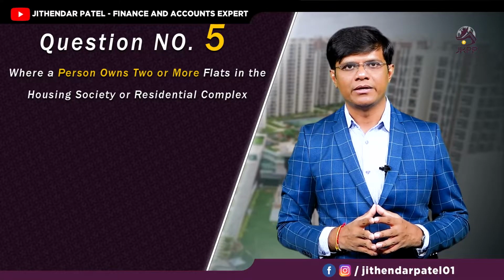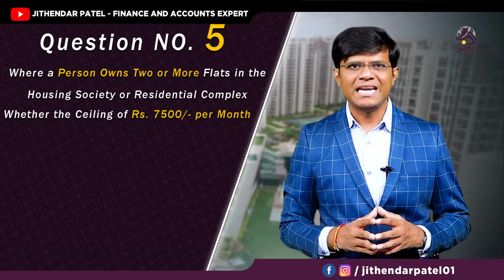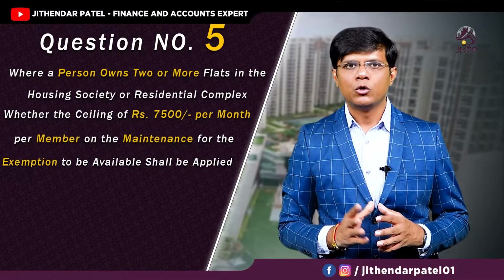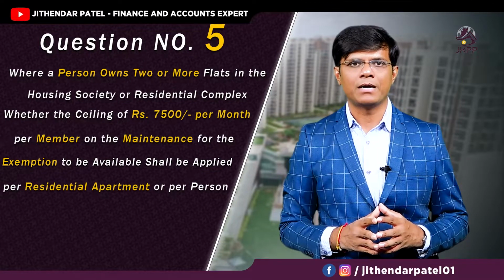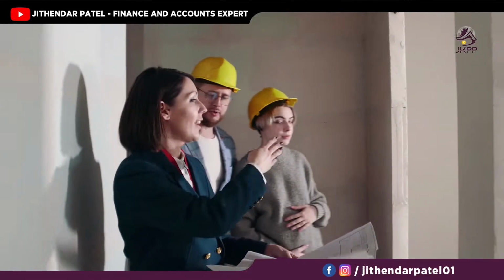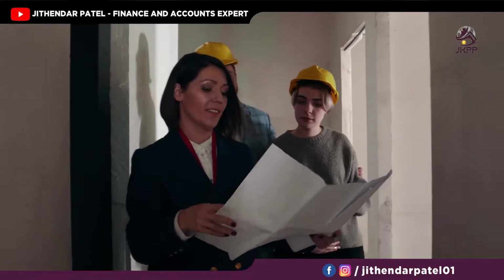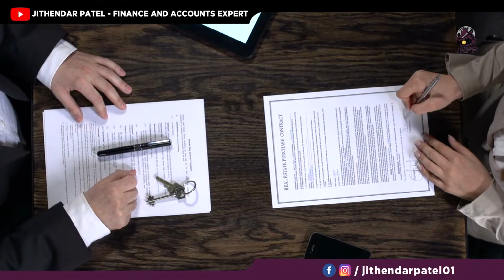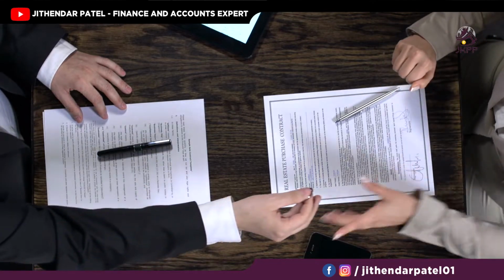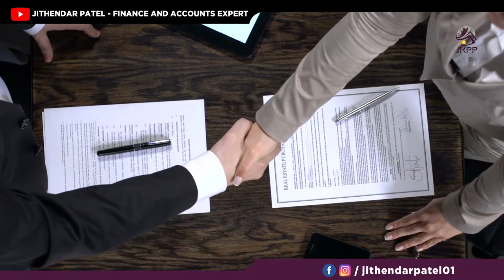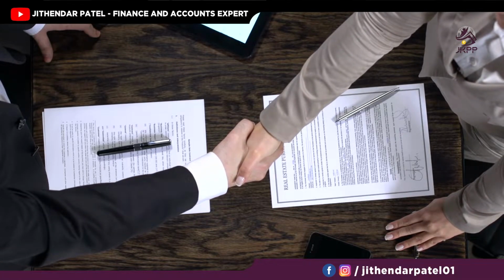Question 5. Where a person owns 2 or more flats in a housing society or a residential complex, whether the ceiling of Rs 7,500 per month per member on the maintenance for the exemption to be available shall be applied per residential apartment or per person. As per general business sense, a person who owns 2 or more residential apartments in a housing society or a residential complex shall normally be a member of the RWA for each residential apartment owned by him separately. The ceiling of Rs 7,500 per month per member shall be applied separately for each residential apartment owned by him.